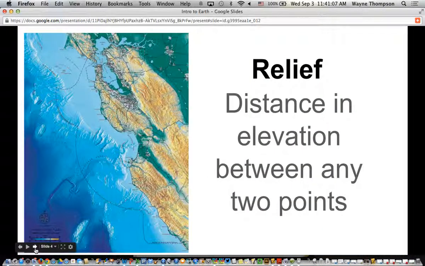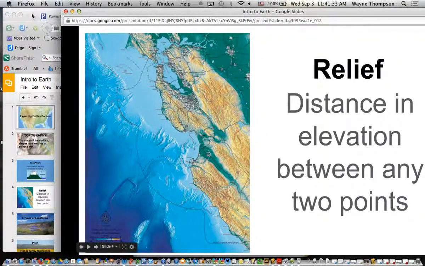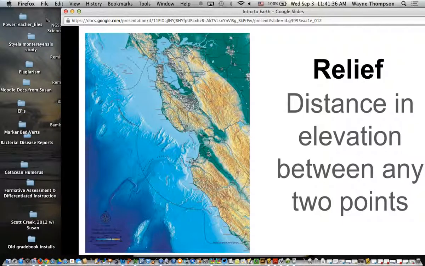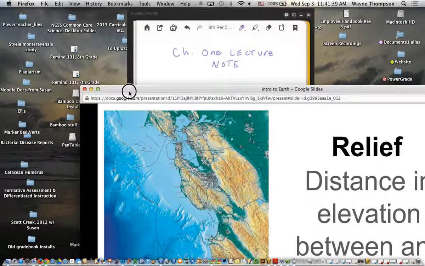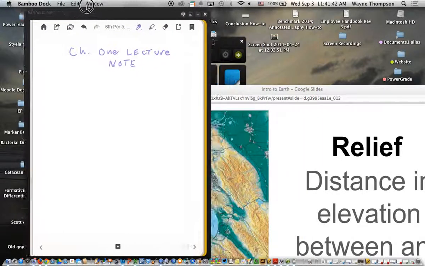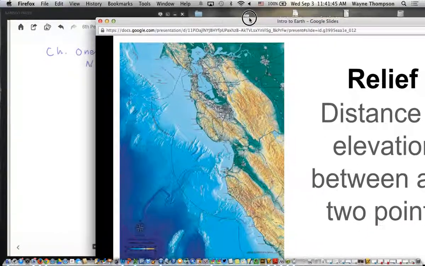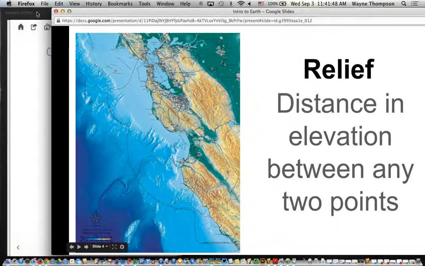Relief is another vocab word that you're going to need to know. Relief is the distance in elevation between any 2 points. The distance in elevation between any 2 points. We could draw that here. Let me just get some of these things out of the way.